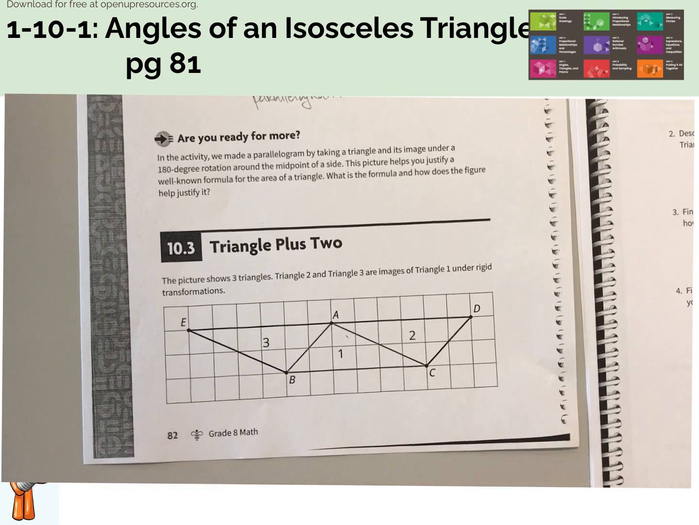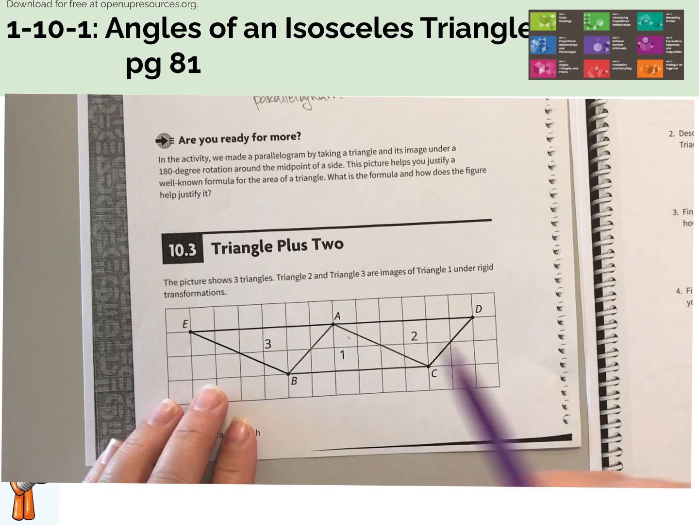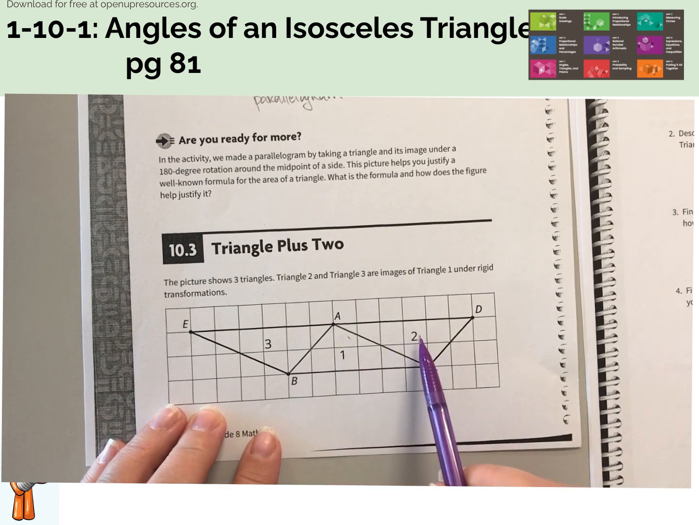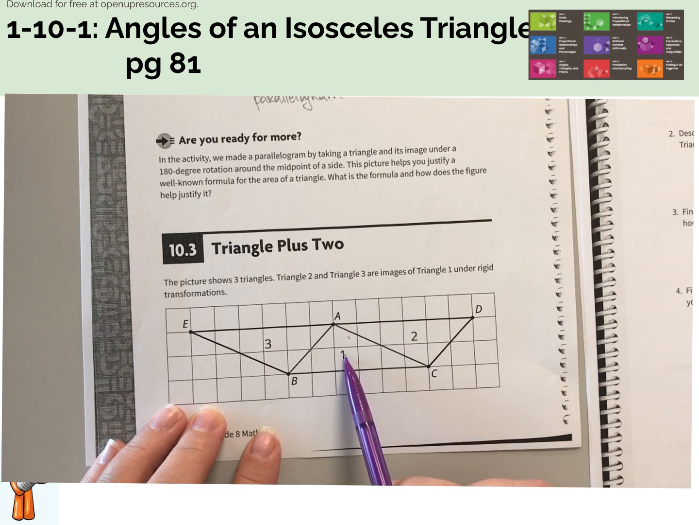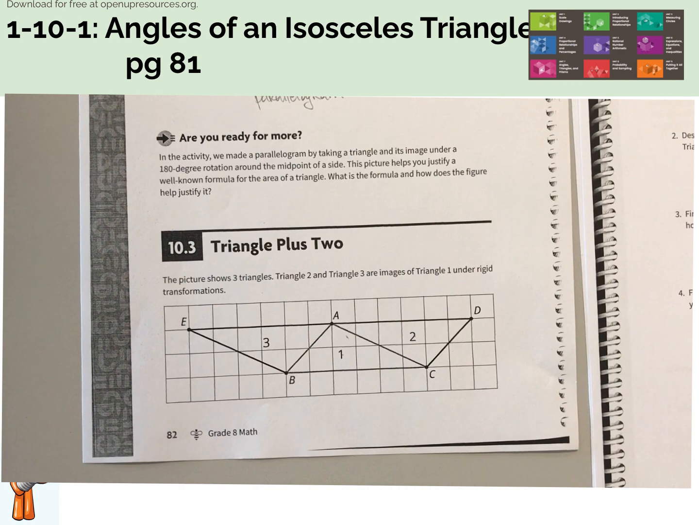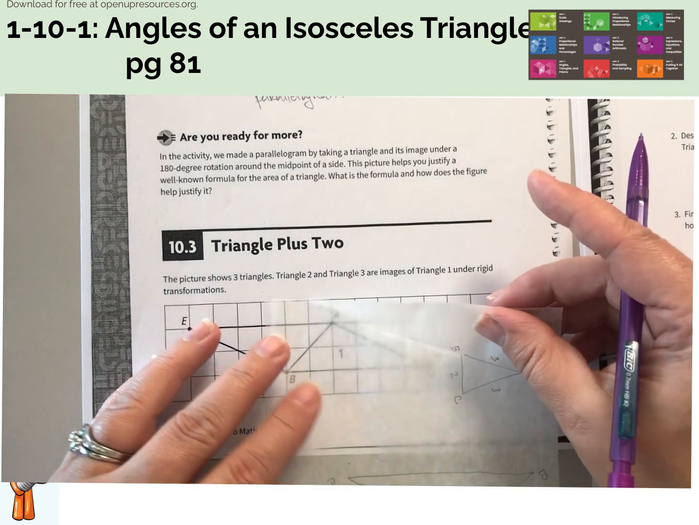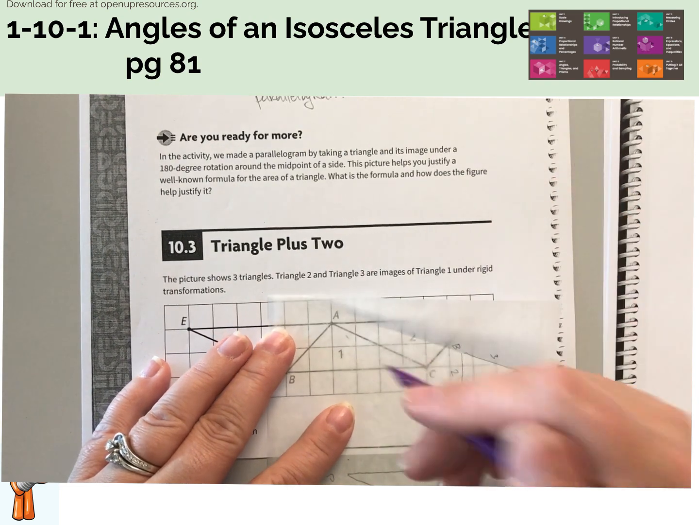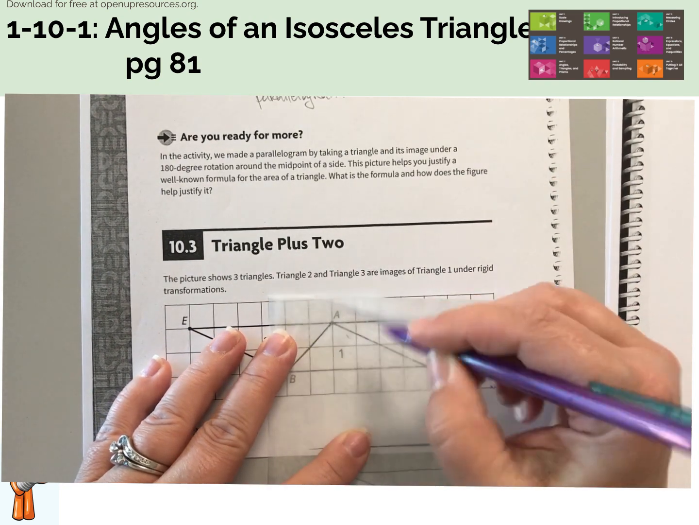So number 1 on page 83, it says, describe a rigid transformation that takes triangle 1 to triangle 2. How can we make triangle 1 go to triangle 2? Okay, so go ahead and do that right now. And there's many different ways we can actually do that. So I'm going to take triangle 1.